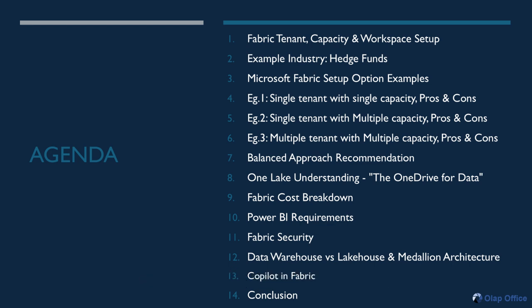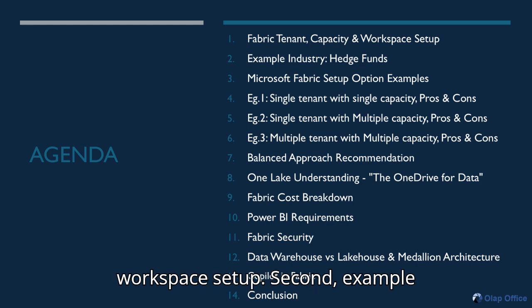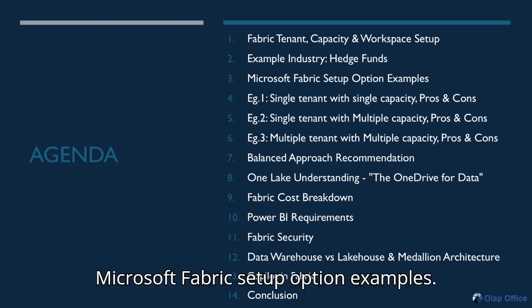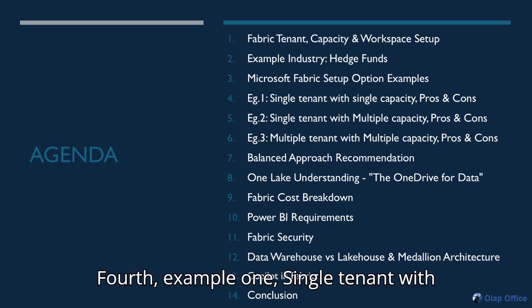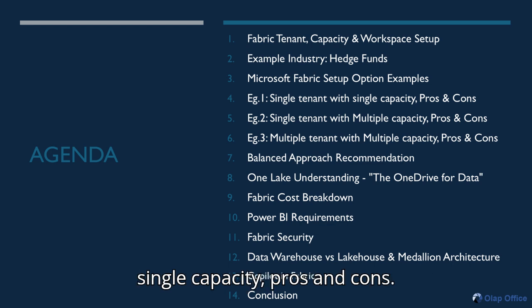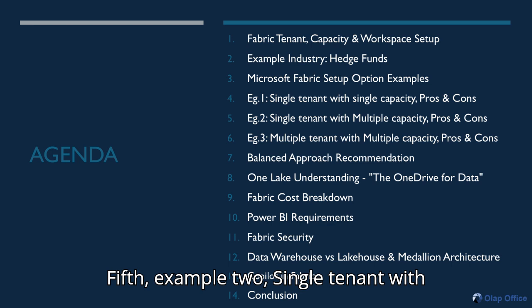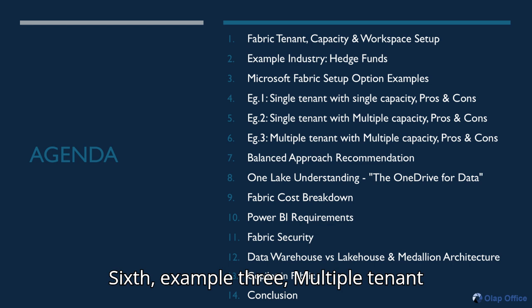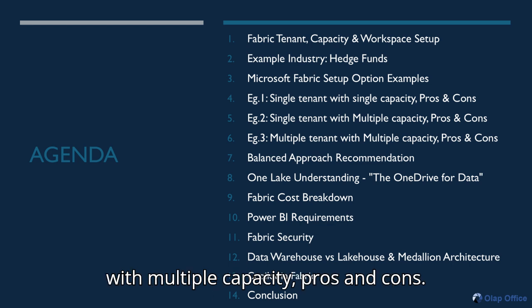Here's what we'll cover. First, Fabric Tenant, Capacity and Workspace Setup. Second, Example Industry, Hedge Funds. Third, Microsoft Fabric Setup Option Examples. Fourth, Example 1. Single tenant with single capacity, pros and cons. Fifth, Example 2. Single tenant with multiple capacity, pros and cons. Sixth, Example 3. Multiple tenant with multiple capacity, pros and cons.